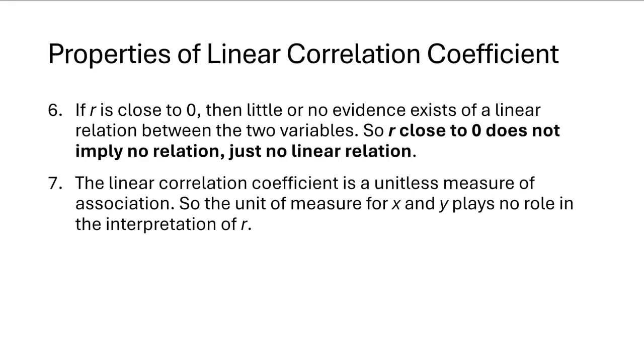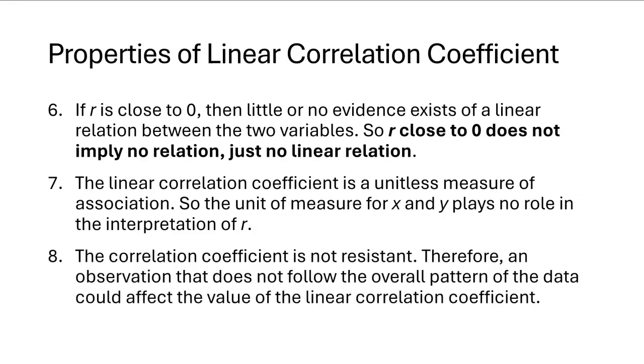The linear correlation coefficient is unitless, so it doesn't matter what the units are for x and y, those don't play a part in the interpretation of r. And then the correlation coefficient is not resistant, meaning that outlier variables can affect the value of r. It is not resistant. And it says, therefore, an observation that does not follow the overall pattern of the data could affect the value of the linear correlation coefficient. All right. So those are 8 properties of the linear correlation coefficient.